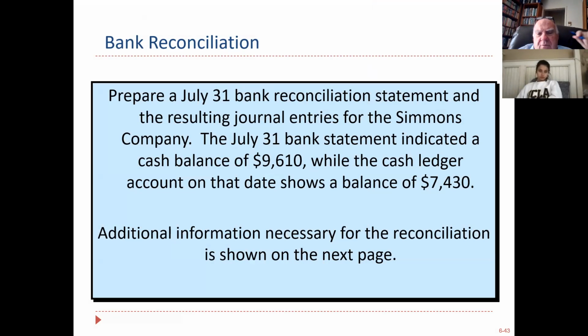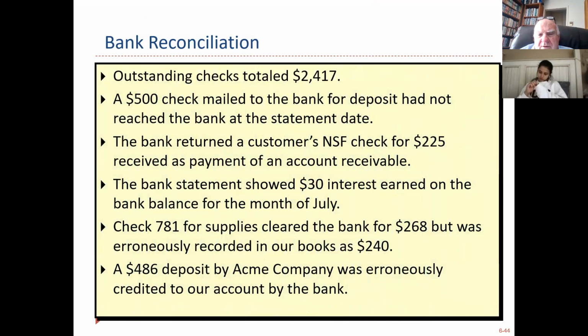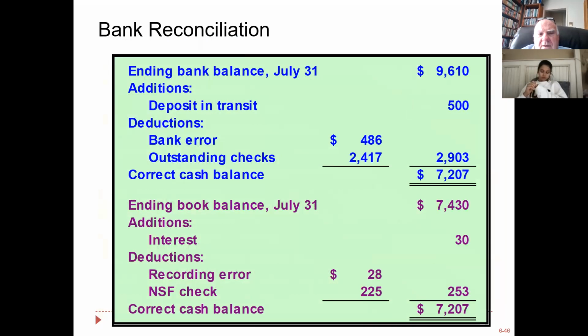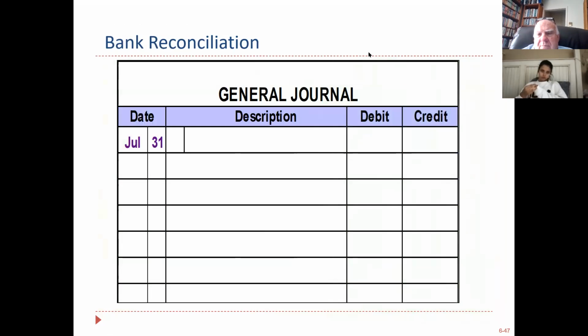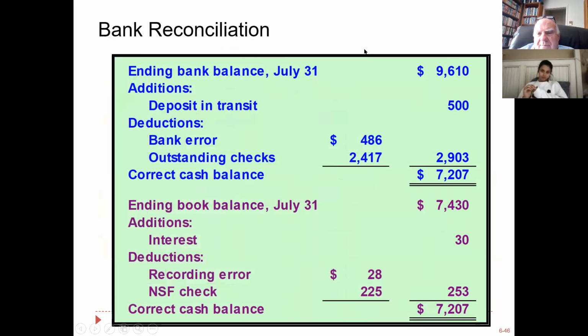And let's prepare a bank reconciliation, a simple one here. And they're giving us some balances. So the bank statement had a balance of 9610 and the ledger 7430. So that's normal. You're never going to have the same numbers. Additional information on the next page. So let's take a peek here. Here, they put the beginning balances in, 9610 and 7430.